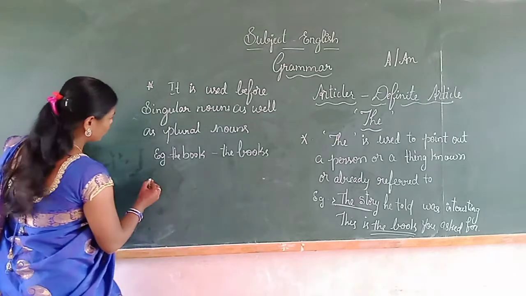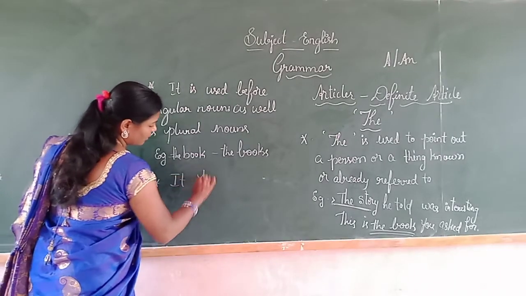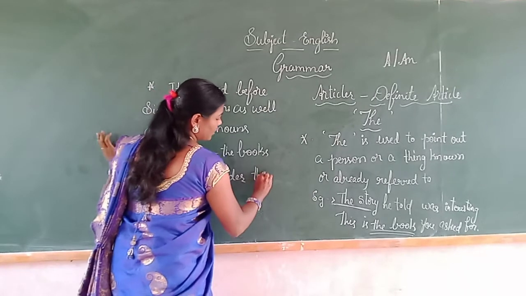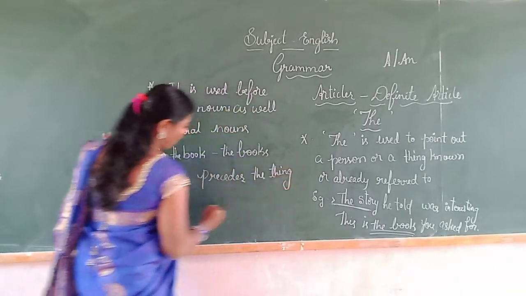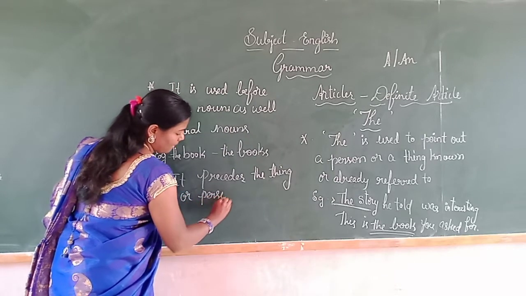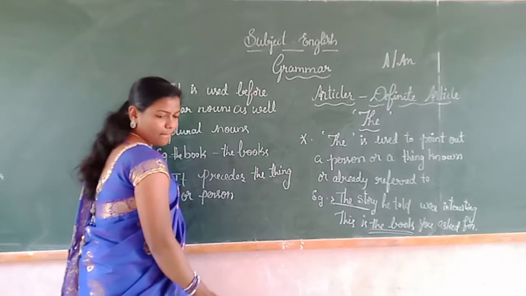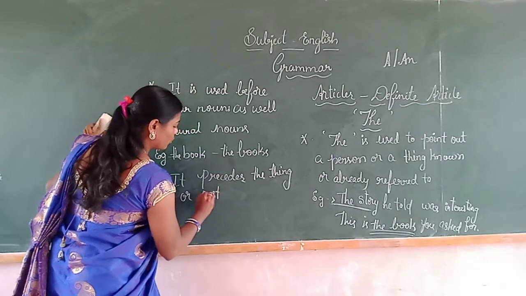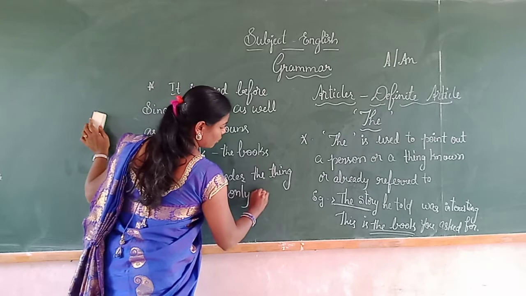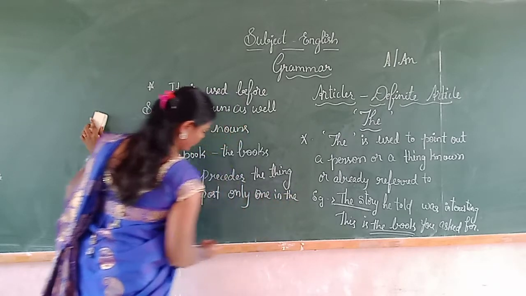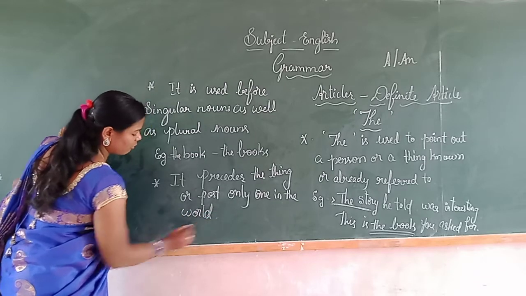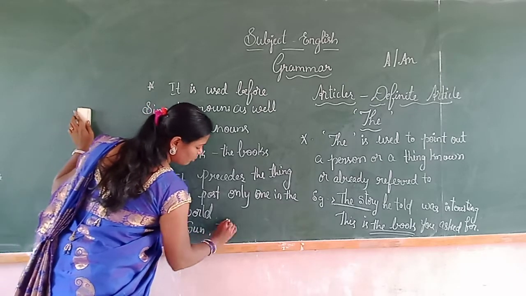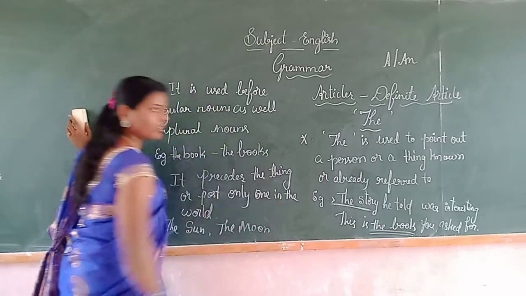And third point, it precedes the thing or person or post only one in the world. Okay, which are the only one thing in the world? For example, the sun, the moon. How many suns in the world? There is only one sun. How many moons in the world?